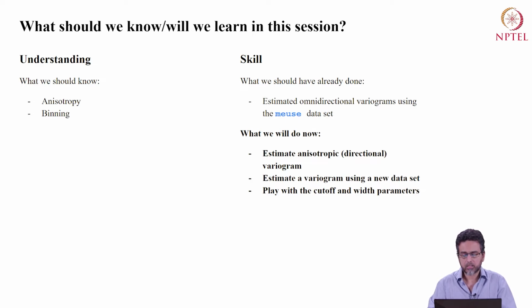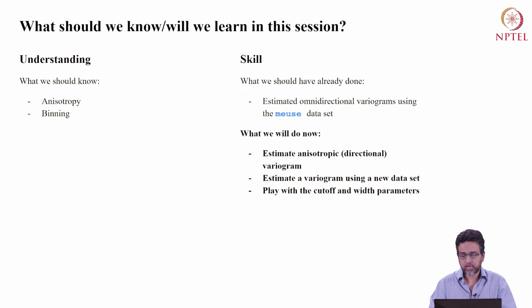Skill-wise, you should have already estimated an omnidirectional variogram. An omnidirectional variogram is where direction plays no role. It's the same in all directions. We're saying that the spatial variation in the data is the same in all directions, which is rarely ever true. But that is what we did in the prior video, because it's simpler, and you should know how to do it, because we're going to build on top of it. Of course, you know the Meuse data set already.